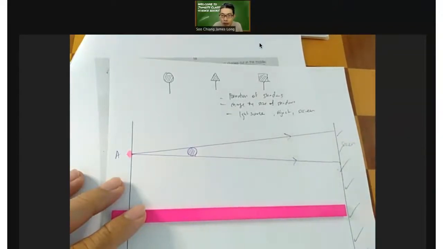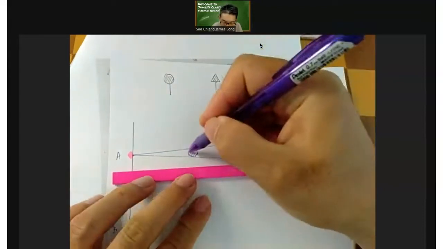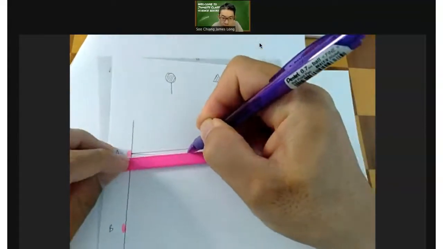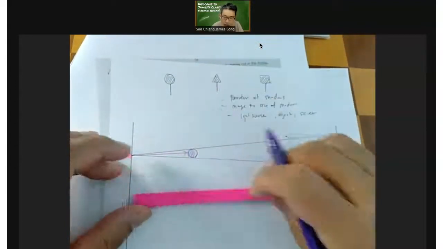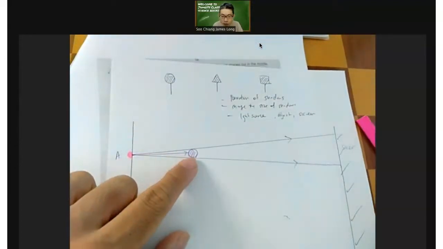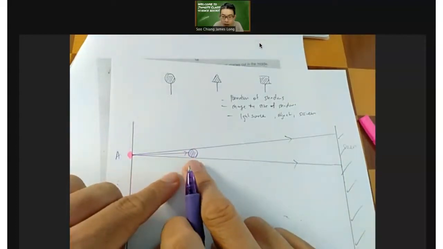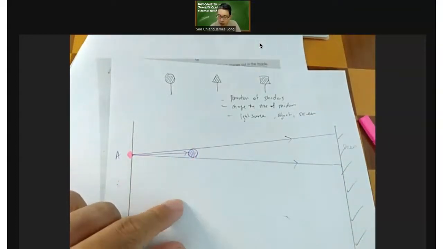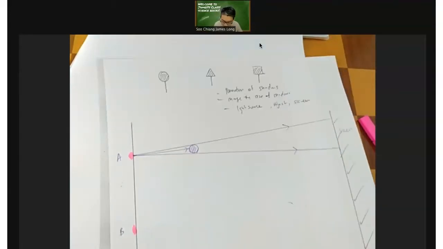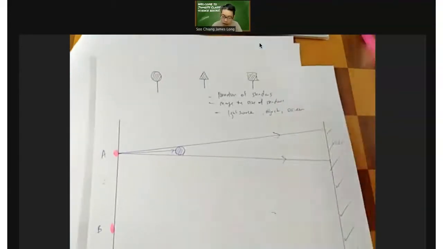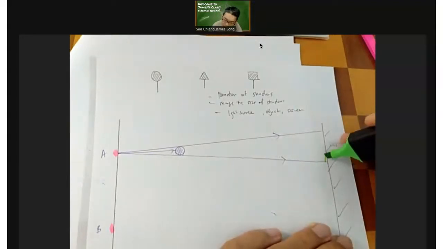What is a shadow? A shadow is formed when light is being blocked. So this object here will block the light that comes out from point A. Multiple light rays will be blocked by this circular object. I just want to draw one to show you light cannot pass through this. So you will see a shadow. Alright, I'm just going to color the shadow with green. Of course, there's no green color shadow. It's just to make it more colorful.